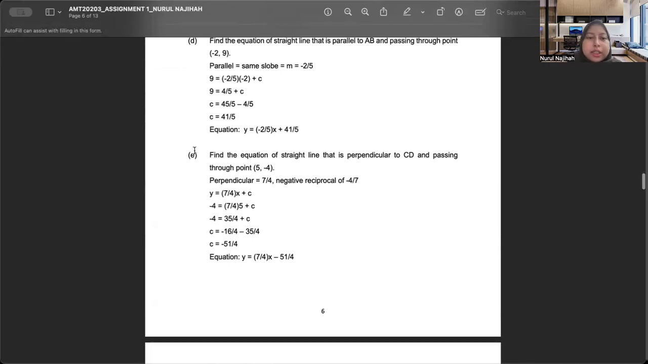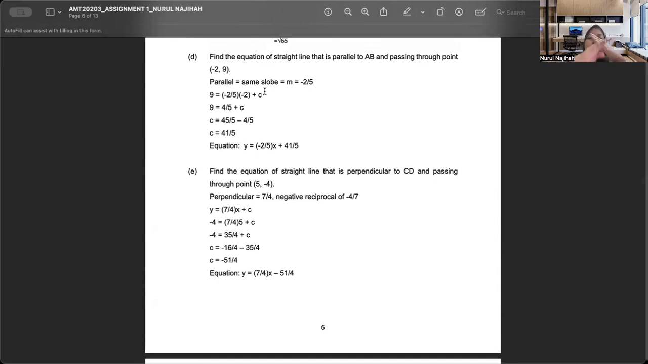Moving on to the next question, which is E, find the equation of the straight line that is perpendicular to CD and passing through point 5, -4. Perpendicular. So perpendicular meaning that it won't be the same slope, it will be crossing through, and it will be a negative reciprocal, which is a twist from this one. So this is positive, negative, and we need to flip the numerator and denominator of this fraction. So it will become -4/7.